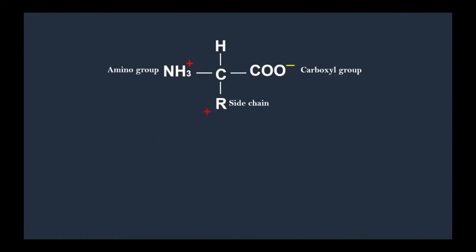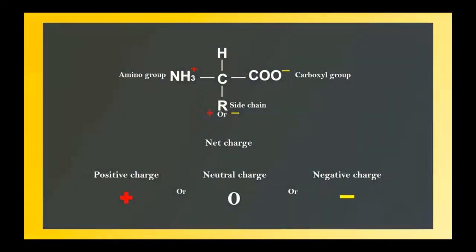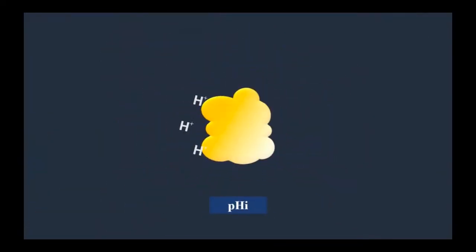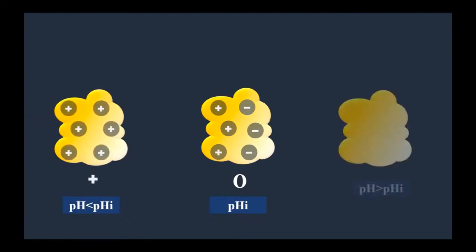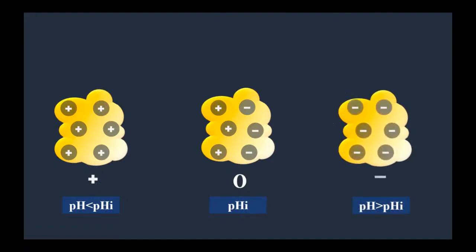And the side chain of some amino acids can become positively or negatively charged due to the gain or loss of protons. So, the net charge on the molecule can be positive, neutral, or negative. The isoelectric point, or pHi, is the pH at which a protein carries neutral charge. At a pH below their isoelectric point, proteins carry a net positive charge. And at a pH above their isoelectric point, they carry a net negative charge.